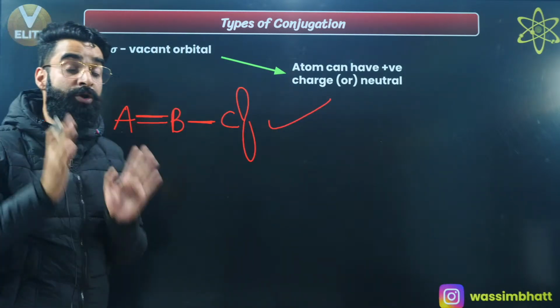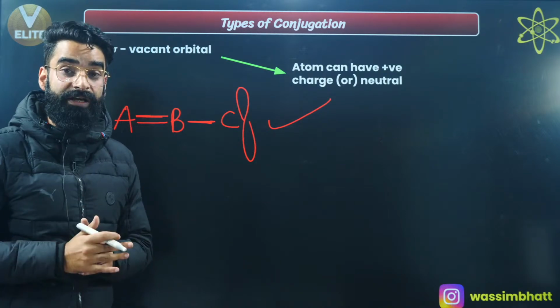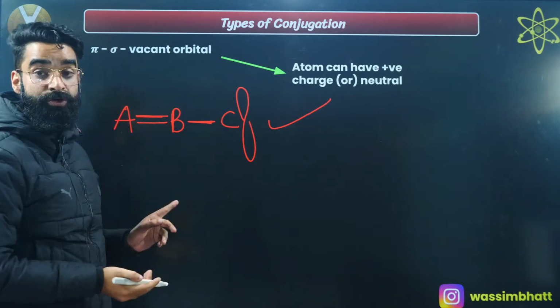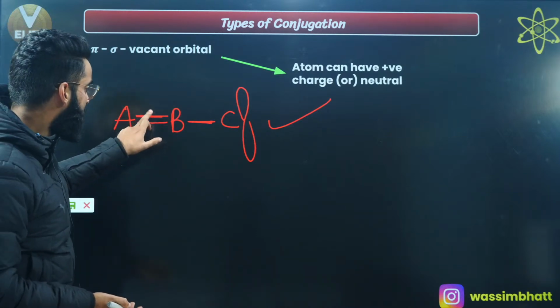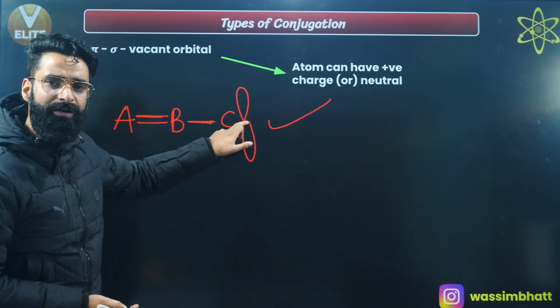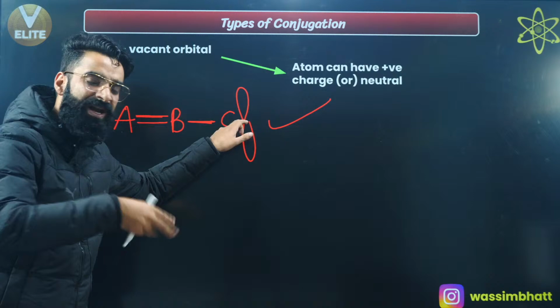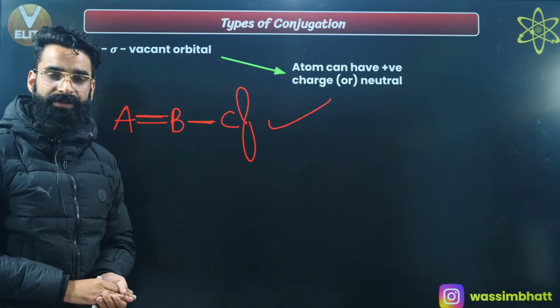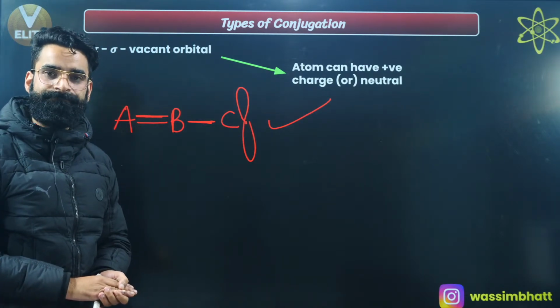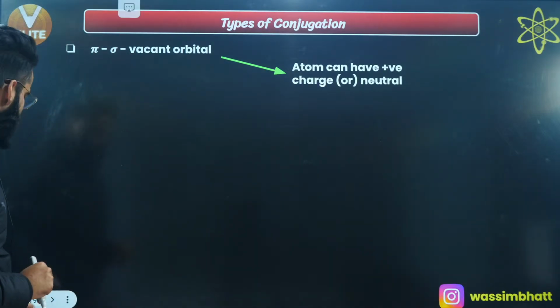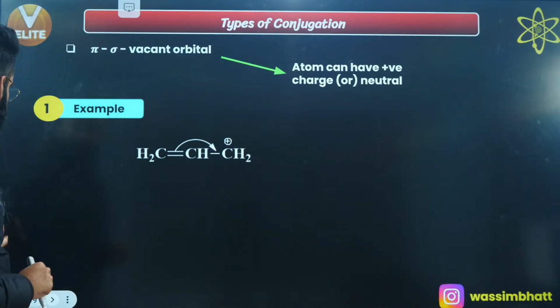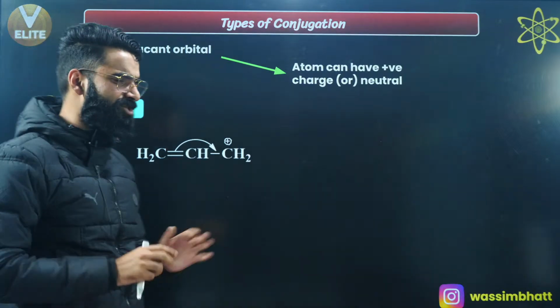There are basically a lot of conjugations which we are going to study. Among those conjugations, this is the first type of conjugation. Wherever in a molecule you see pi alternate, pi sigma and vacant orbital, do remember there will be resonance in that molecule. Yes? Okay. For example, let me take certain examples. This is the first example which I'm taking, just to make you understand.